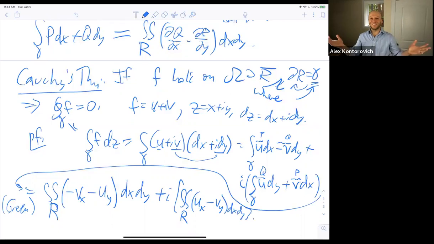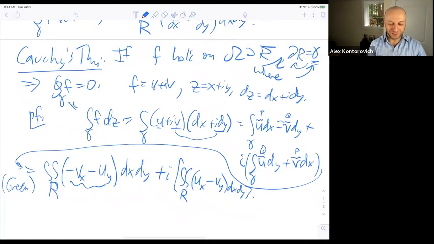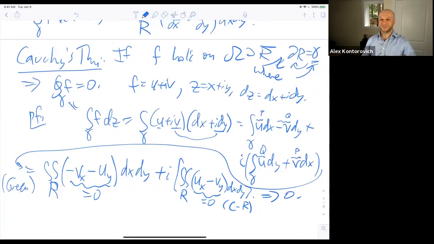And then what? You can use Cauchy-Riemann. Beautiful, Anna. Cauchy-Riemann says these two are negatives of each other, so they add up to nothing. And these two are equal, so they add up to nothing. Okay, so Cauchy-Riemann implies the whole thing is zero.